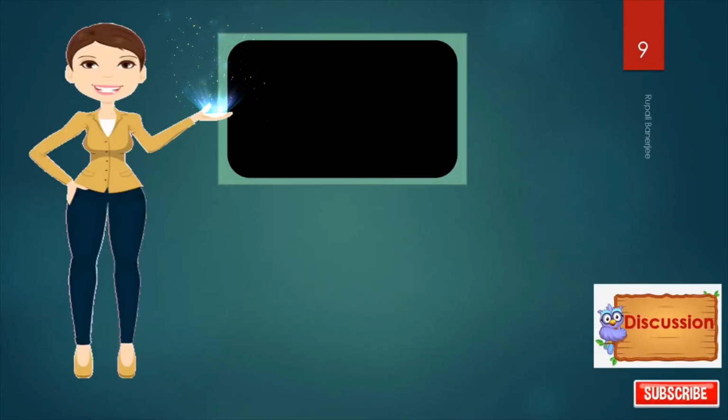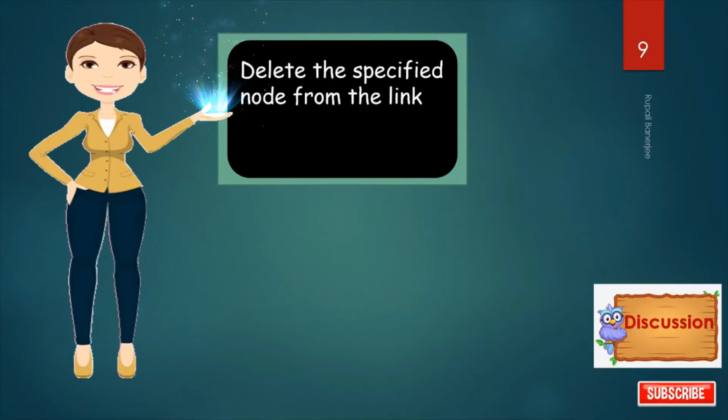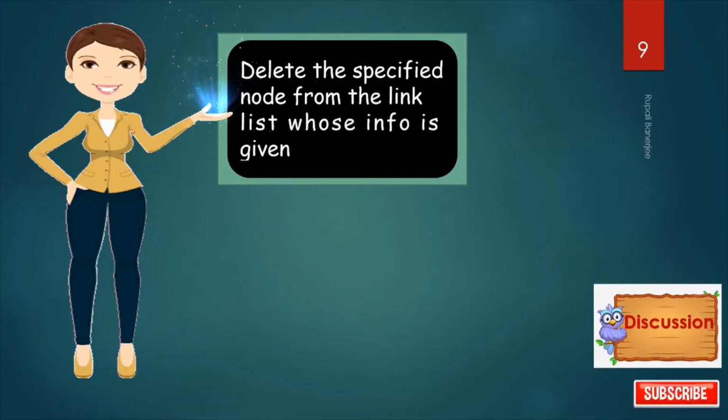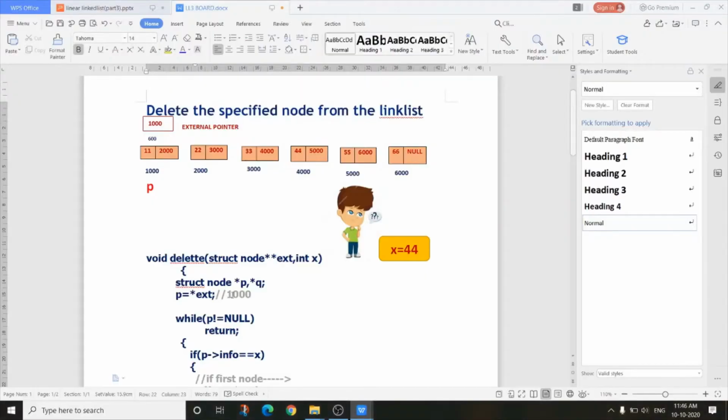Our next function is to delete the specified node from the linked list whose info is given. So the info part is given, and I have to delete that particular node from the linked list. Specified node means the info portion of that particular node is given by the user and you have to delete that node.